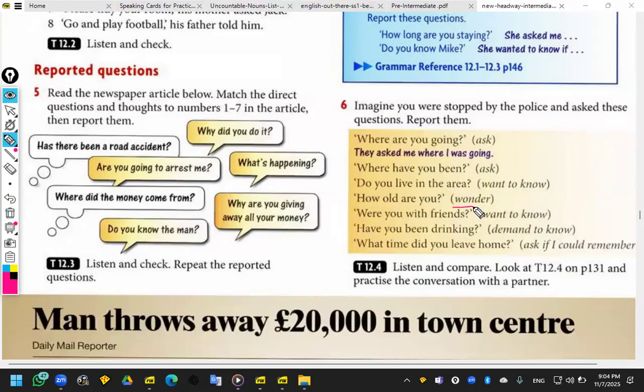Well, they wondered how old I was. How old I was. This is present. I have to go back one step behind. So you becomes I, because now I'm talking. Okay. They wanted to know if I'd been with friends. This is simple past. If you want to go back, it will be past perfect.